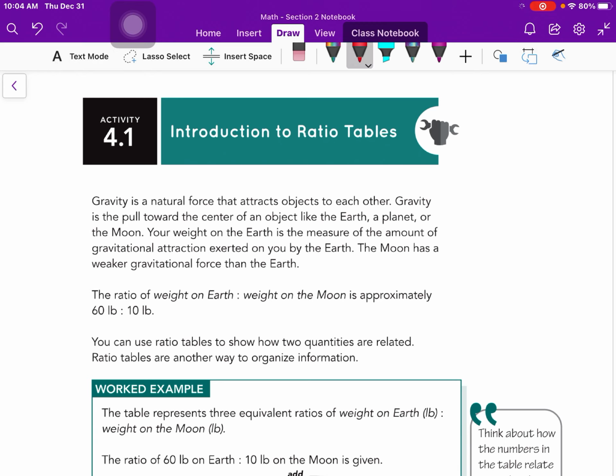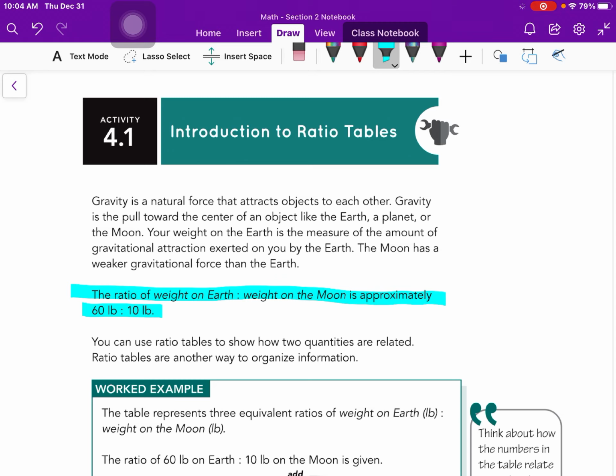It says gravity is a natural force that attracts objects to each other. Gravity is the pull toward the center of an object like Earth, a planet, or the moon. Your weight on Earth is the measure of the amount of gravitational attraction exerted on you by the Earth. The moon has a weaker gravitational force than Earth. The ratio of your weight on Earth to your weight on the moon is approximately 60 pounds to 10 pounds.